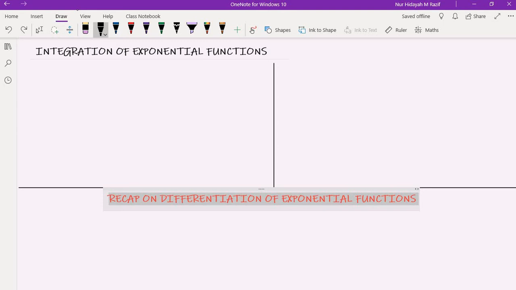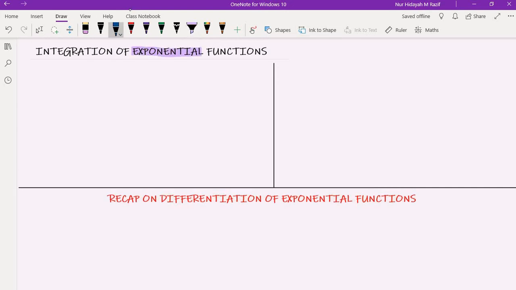We are going to take a look at the first subtopic for chapter 6, which is the integration of exponential function. For integration of exponential function, we are going to focus on two types of function. The first one is e power of x or e power of ax plus b. As for the second one, we are going to take a look at the simple index function, where we have a power of x or a power of mx plus n.